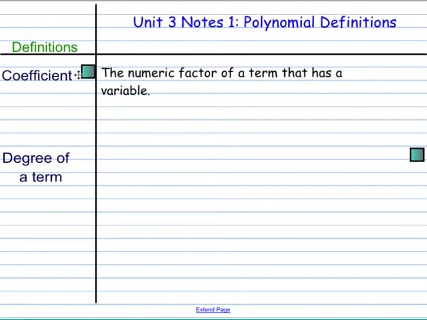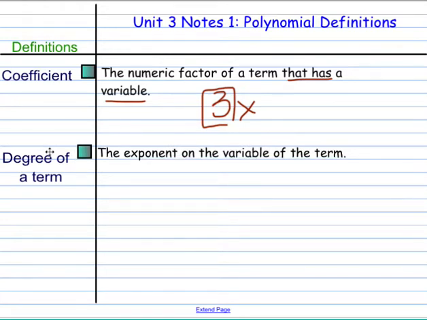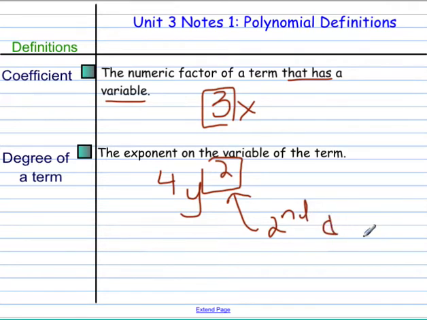All right, next, let's take a look at a coefficient. A coefficient is the numeric factor of a term that has a variable. That's really important, that it has a variable. If we have something like 3x, for example, the coefficient would be the 3. The coefficient is just the number outside. Notice that I didn't include the letter. Next, the degree of the term is the exponent on the variable of a term. Let's say we had something like 4y squared. The degree of this term comes from that exponent. So we would say that this term is second degree because the exponent is 2 on that one.